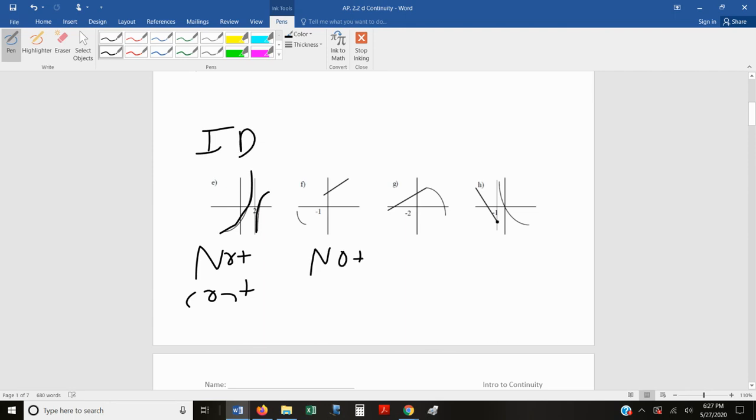Part F is not continuous, right? There's that weird little piece, and then you definitely have to lift your pen to get to the next piece. Part G is the continuous graph. You can draw that without lifting your pen, no discontinuities. And part H is also not continuous, right? You're drawing that, and you would have to lift your pen to draw the next part of the graph.